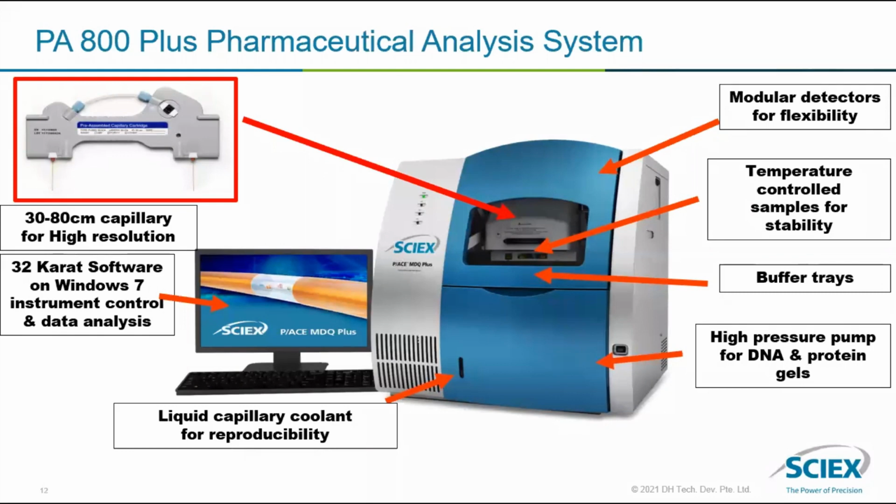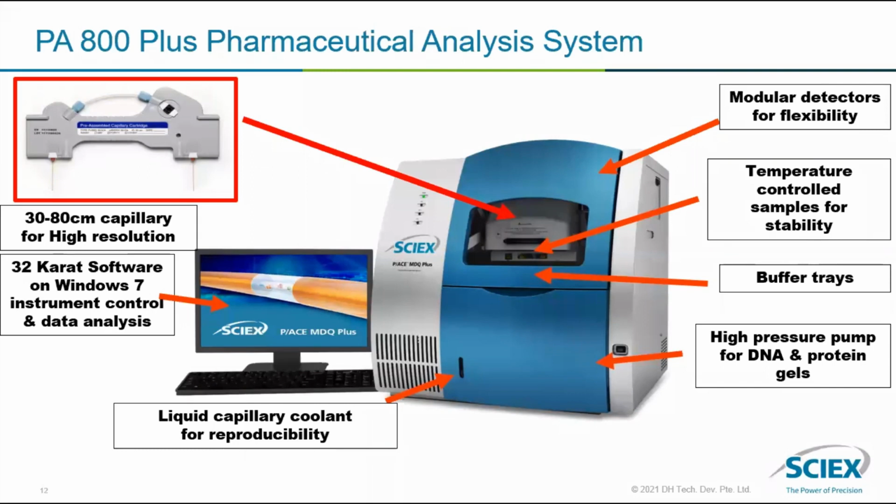Then we have a software called 32 Karat software. This is the one and only software to quantify a molecule and to run the instrument. It is a dedicated software that is 21 CFR compliant, and it can be used in QC labs or GMP environments.